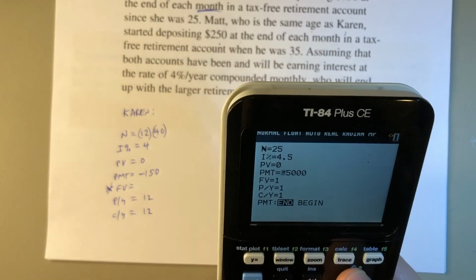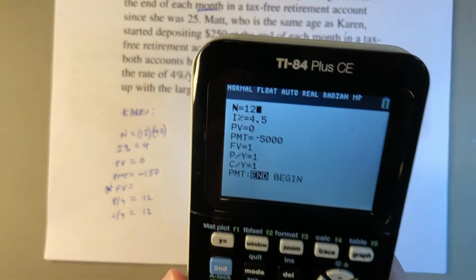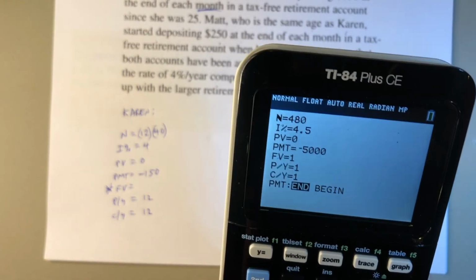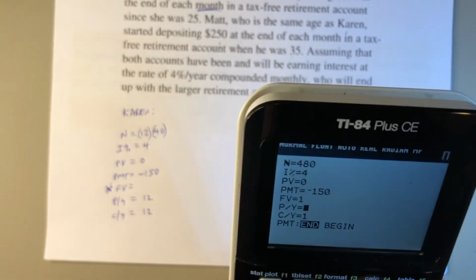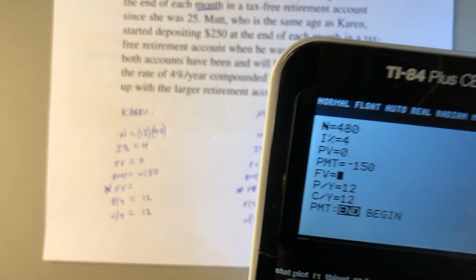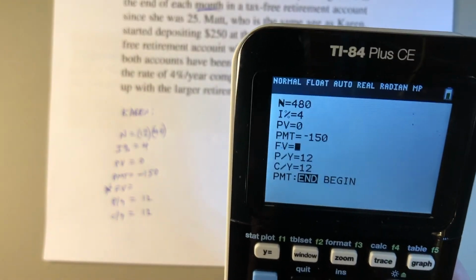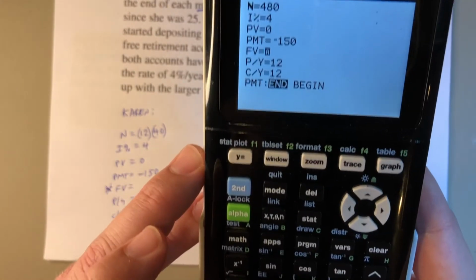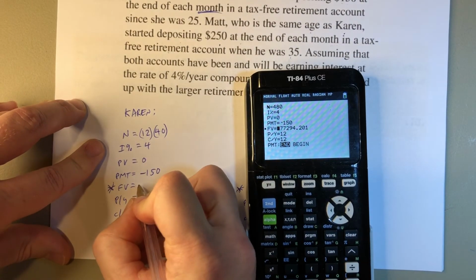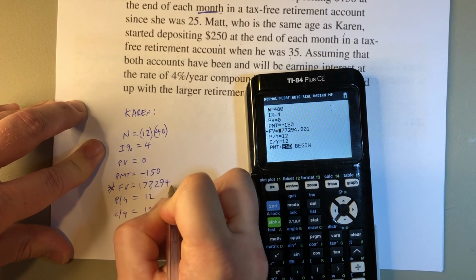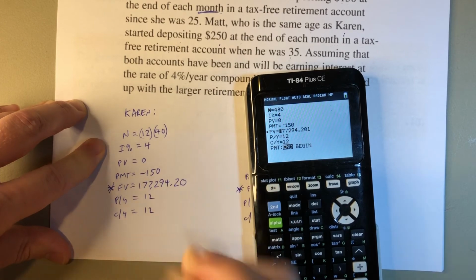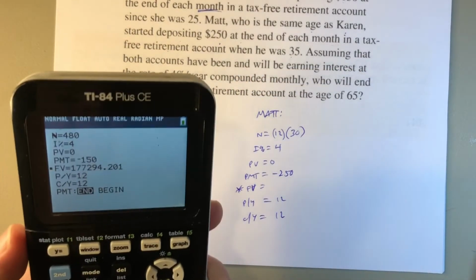For Karen, N is going to be 12 times 40. Hit enter. Interest rate's 4. Payment is negative 150. Future value is what we're solving for. So we have all our numbers plugged in there. We go to FV, future value. And what do we hit? Alpha, enter. Let me write that number down. Her future value is $177,294.20. Okay?